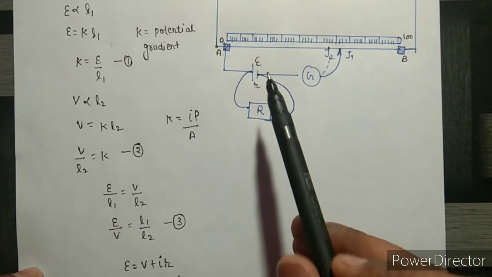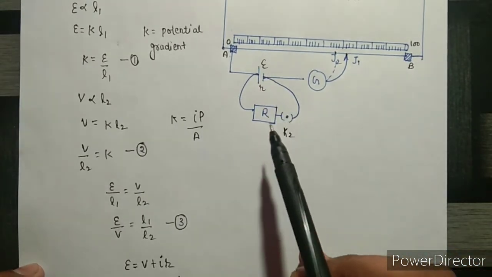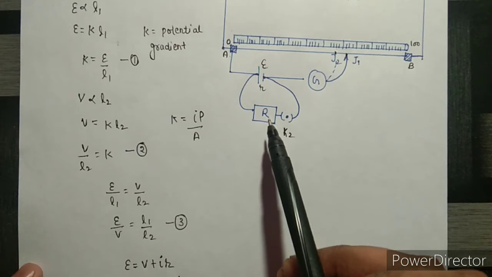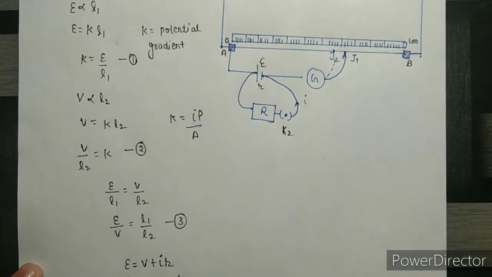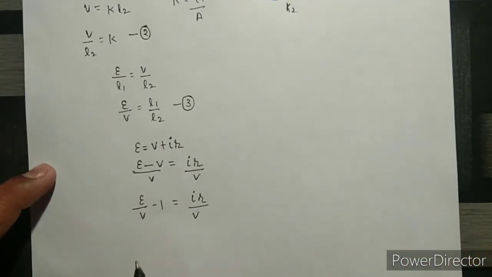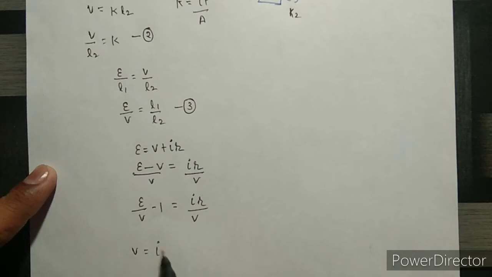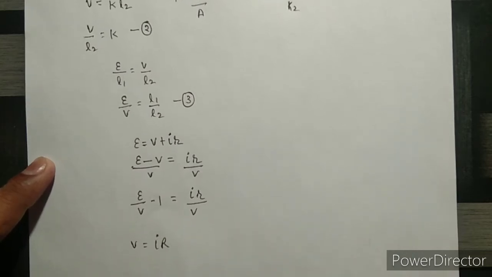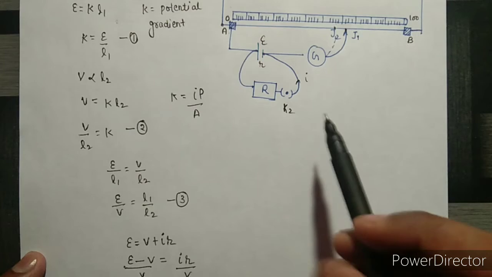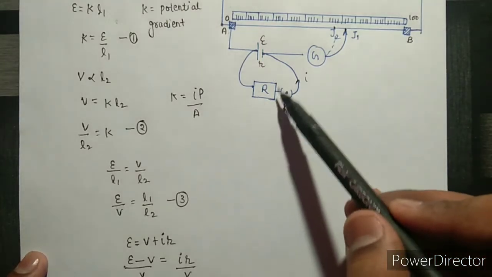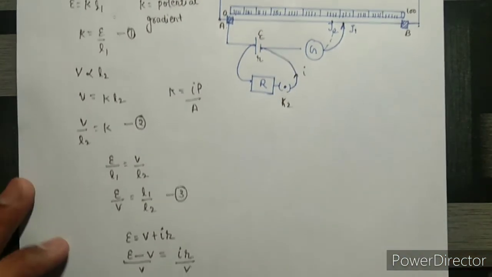That means the potential drop across the cell and the potential drop across the external resistance R is the same. If current I is flowing through that wire, then by using Ohm's law V is equal to I R, where R is the external resistance which is applied by us on this resistance box.